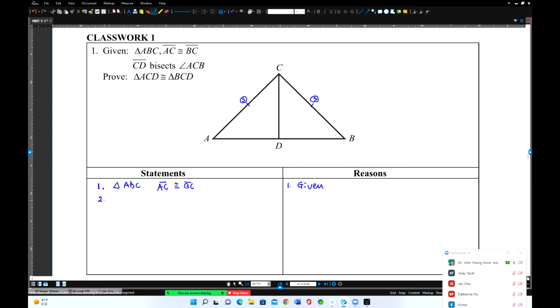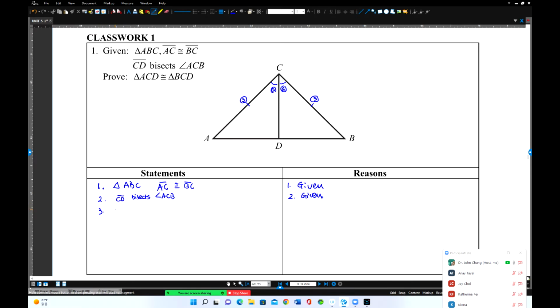The second one is given, where is it? CD bisects angle ACB. CD bisects angle ACB. These two angles are congruent, right? We can guess this one, so we have to say this one later, okay? From the given. Now we go to the two triangles being congruent.